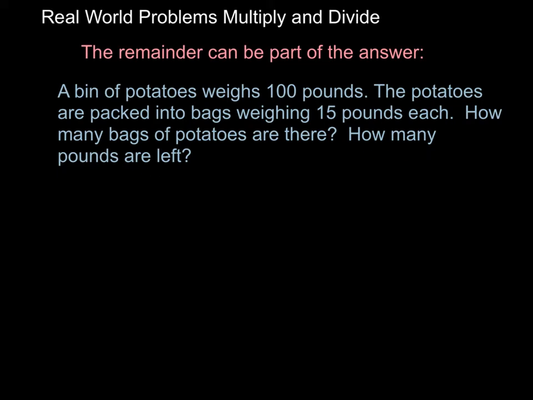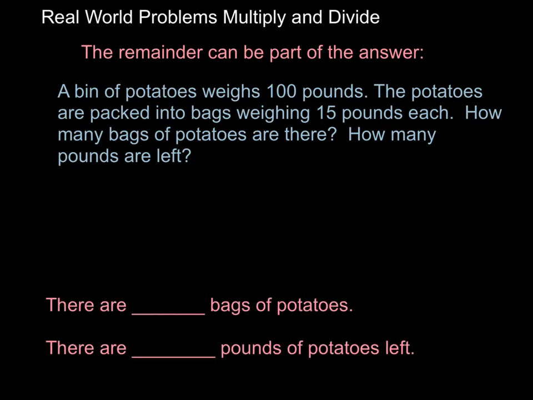Our first job is to write a sentence answer, leaving a blank for the answer so we understand what questions are being asked. So there's two questions. The first is, how many bags of potatoes are there? The second is, how many pounds are left? To answer the first question, we will say there are blank bags of potatoes. To answer the second question, we'll say there are blank pounds of potatoes left.